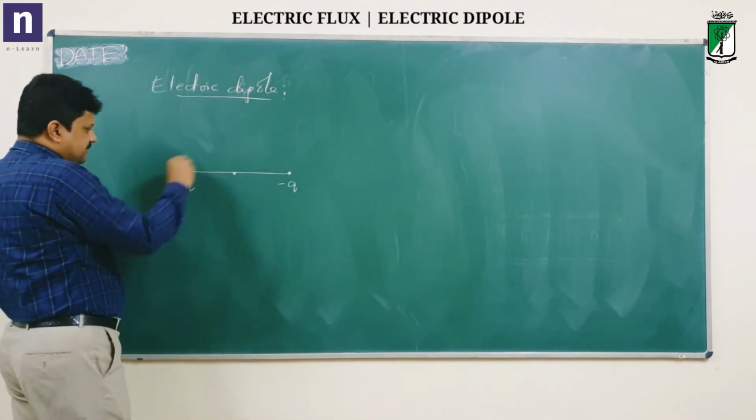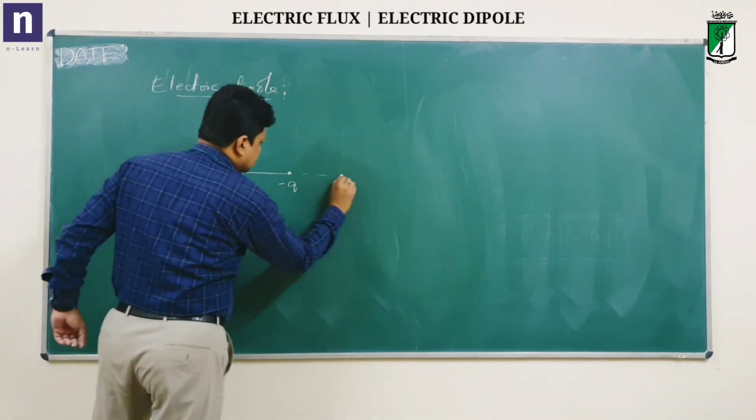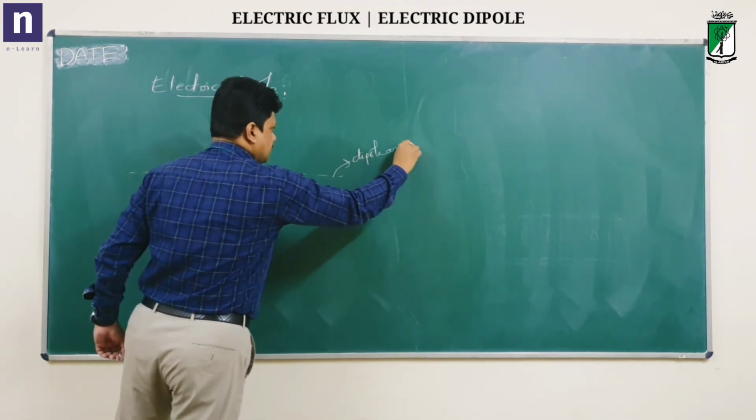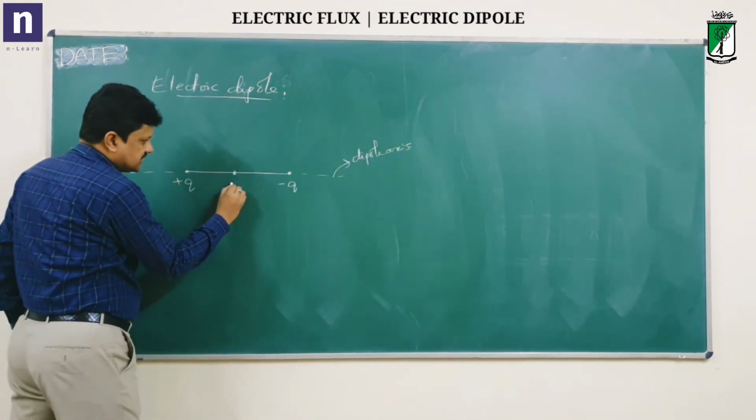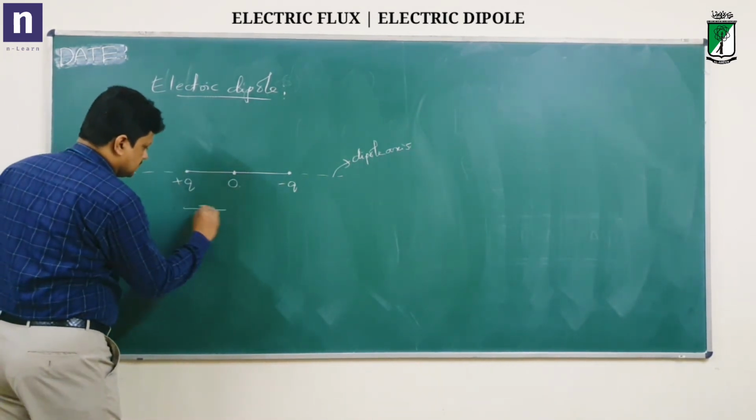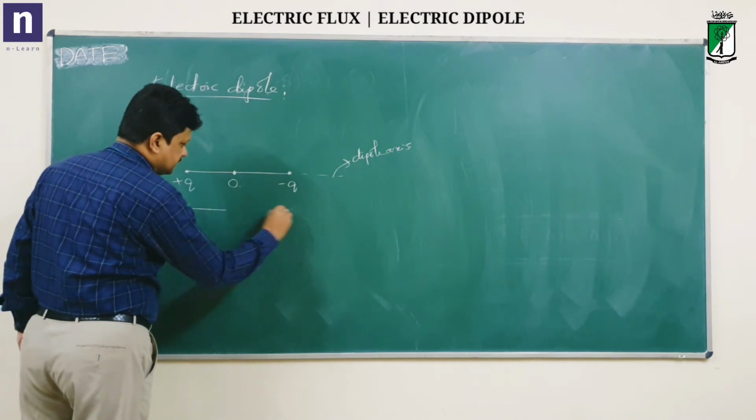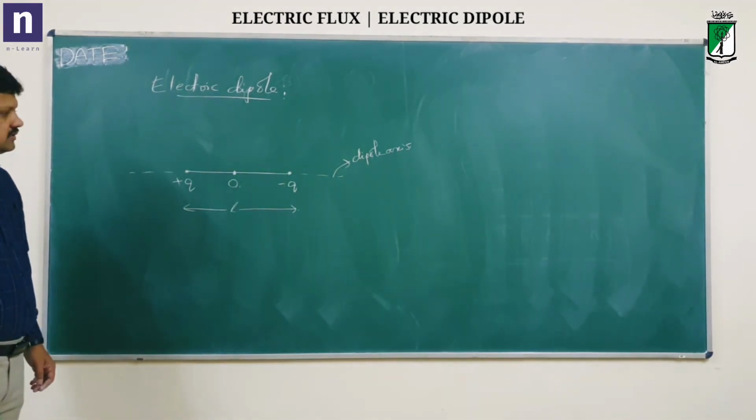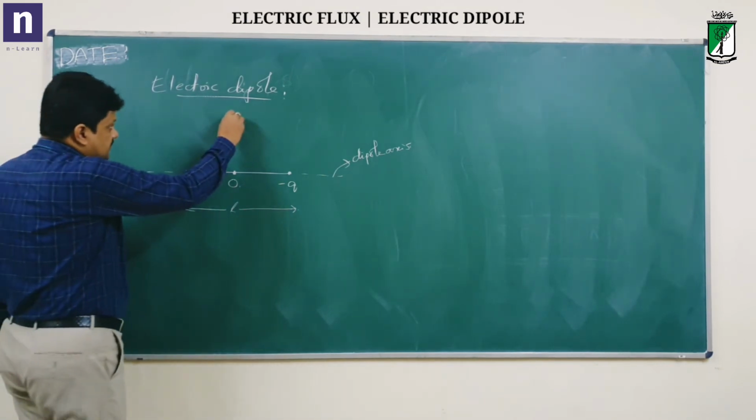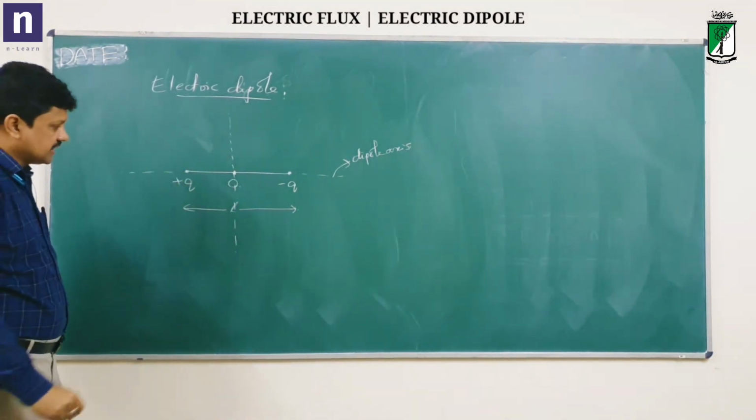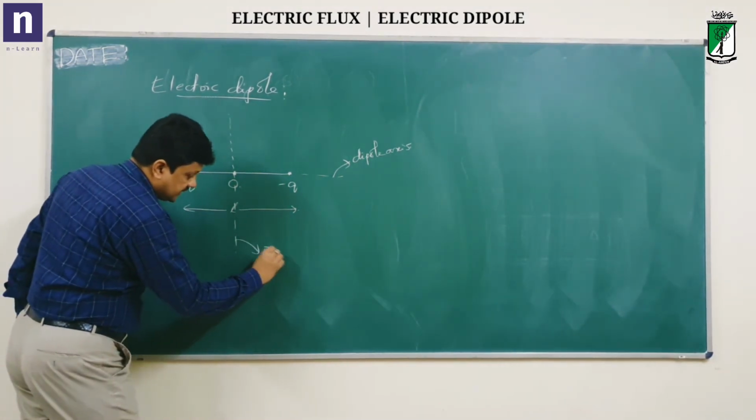The line joining them, the line passing through them, is called the dipole axis, and the center of the dipole is O here. Then this is the dipole length. Then the axis perpendicular to the line joining the two charges is called the equatorial line.